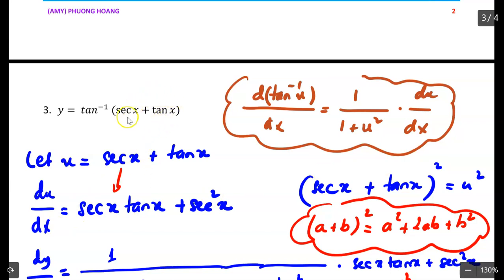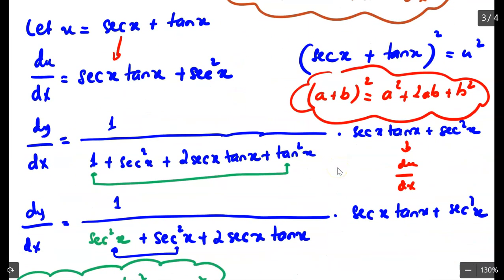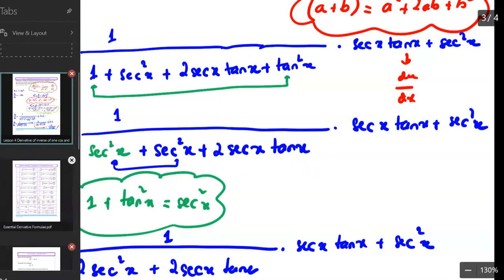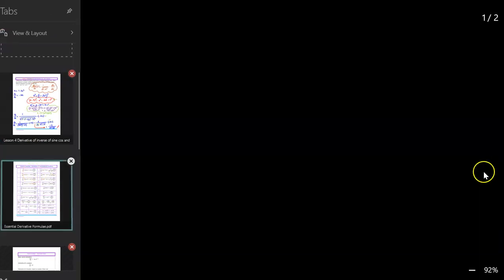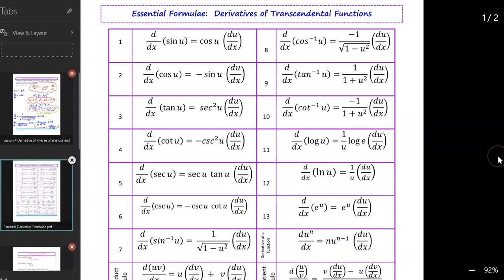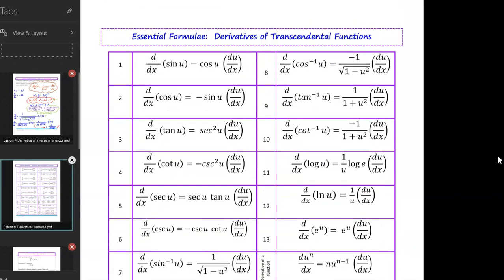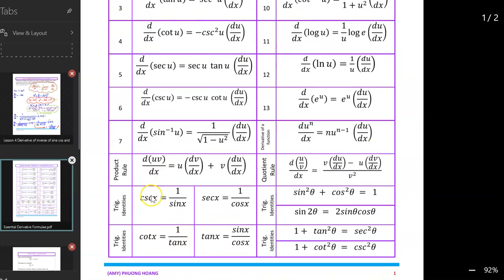If your argument is another trig function, then in order to simplify, you may have to use some trig identities. If you want to use some trig identity, go to the formula sheet that I prepared for everyone. It's the essential formulae for derivatives of transcendental functions. I posted one of these documents as well. Pay attention to these trig identities, and you may want to choose some of these in order to simplify your answer.